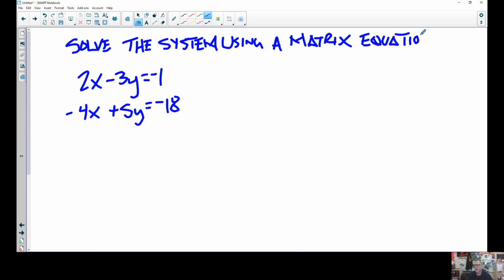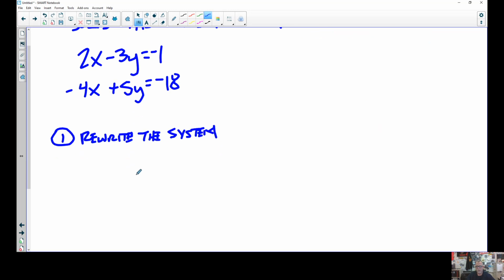And so I want you to know when they say that, what they want you to do, first step, they want you to rewrite the system using matrices. All right, how do we do that? We can rewrite this system entirely in matrix language. We do it this way.